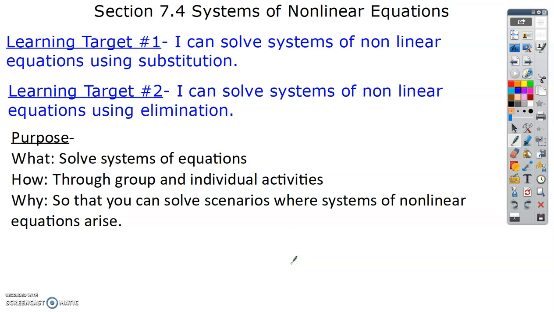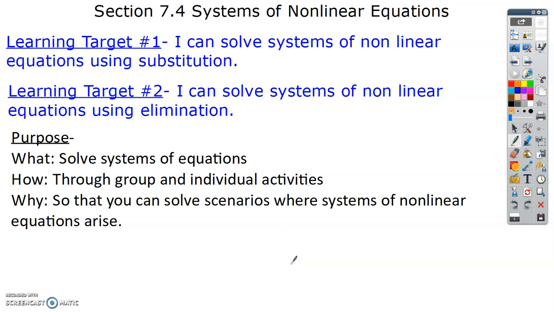So we're going to be looking at the same method, substitution and elimination, but the systems aren't just going to be lines. So two learning targets again. The first one says I can solve systems of nonlinear equations using substitution. And the second one is solving with elimination. And then our purpose again, what are we doing? We're solving these systems through group and individual activities so that you can solve scenarios where they come up.